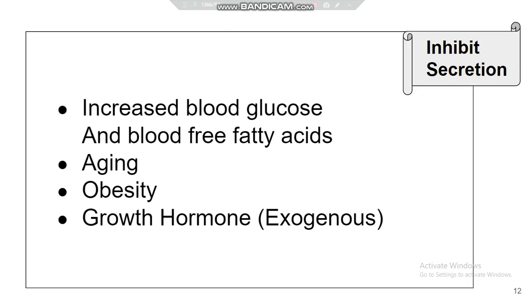Factors which act as inhibitory factors are increased blood glucose and blood free amino acid, aging, obesity, and exogenous application of growth hormone.